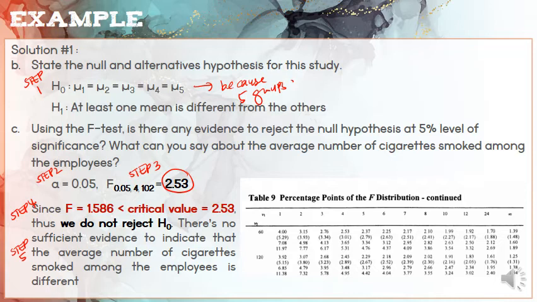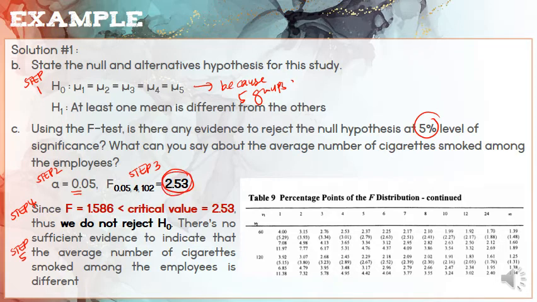Okay, so untuk C tadi, dia kata using the F-test, is there any evidence to reject the null hypothesis? What can you say about the average number of cigarette smoke? So, kita punya null hypothesis sama. mu1 sama dengan mu2 sama dengan mu3 sampailah mu5 sama. And this suruh test at 5% level of significance. So, alpha 0.05. Okay. So, kita cari kita punya critical value kita. For F 0.05, V1 4, V2 102, kita dapat 2.53.